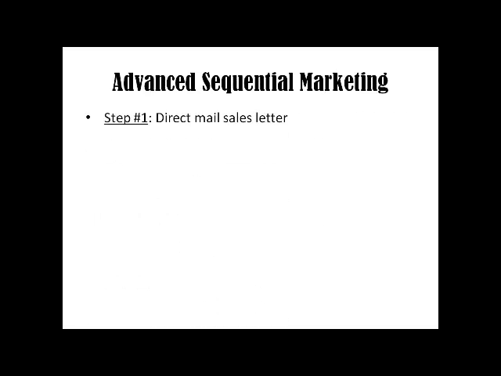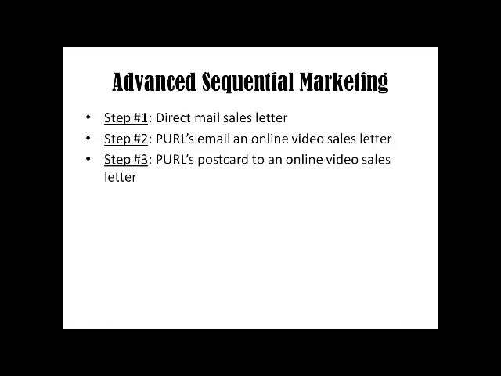Here's some advanced sequential marketing. So just a few steps you might try. So you send a direct mail sales letter. Try one of them in the Magnetic Marketing Toolkit. Use a PURL email to an online video sales letter. PURL is personal URL. The URL is, of course, the web address, right? And I'm going to share a couple resources you can use with those, but send them to something that has their name on it, that is customized, is tailored to them, okay?